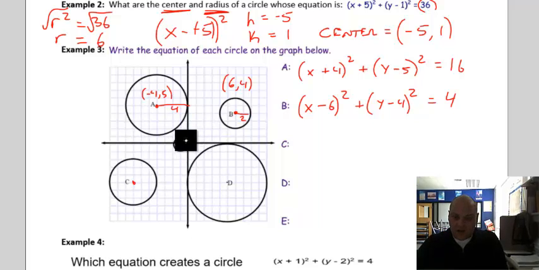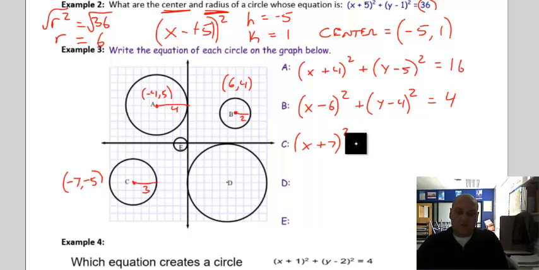All right. C is 1, 2, 3, 4, 5, 6, 7. 1, 2, 3, 4, 5. So it's negative 7, negative 5. That's my center point. And the radius is 3. So that's going to give us an x plus 7 squared, and then a y plus 5 squared equals 3 squared, which is 9.